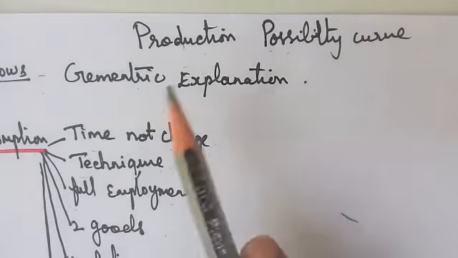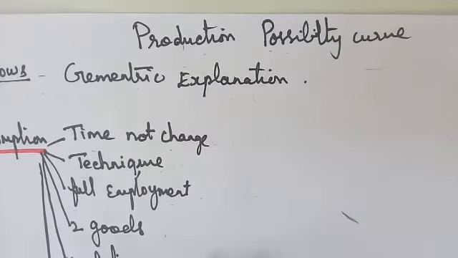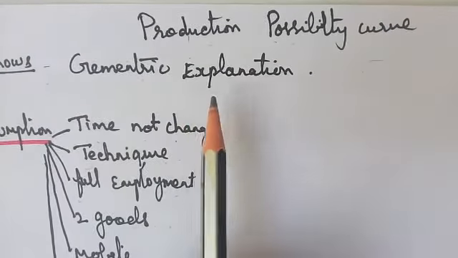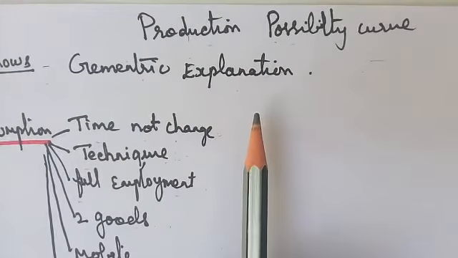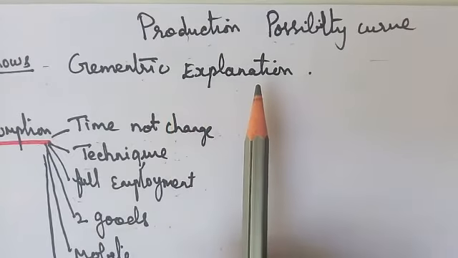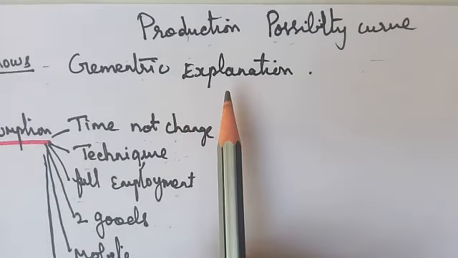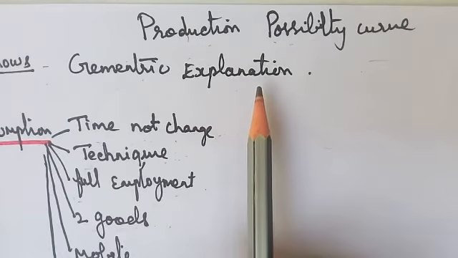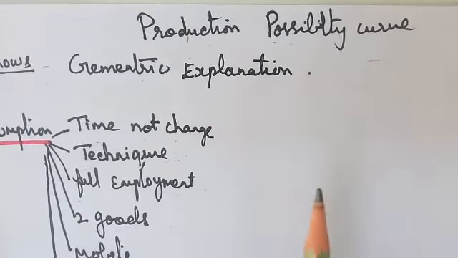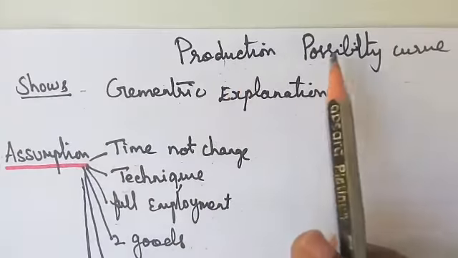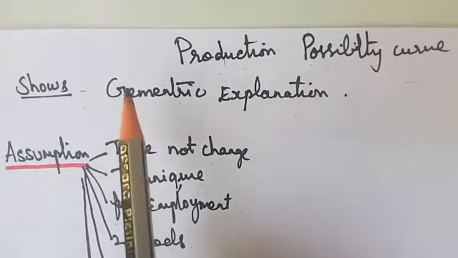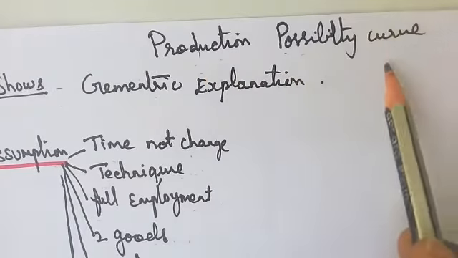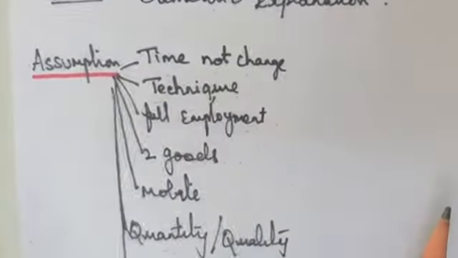Last topic is the production possibility curve. This production possibility curve gives the geometrical explanation of the shortage of resources. Using that shortage of resources with a limited production, how can I give the maximum satisfaction to the society? So this production possibility curve can be explained using the geometrical explanation. This production possibility curve is based on some assumptions.